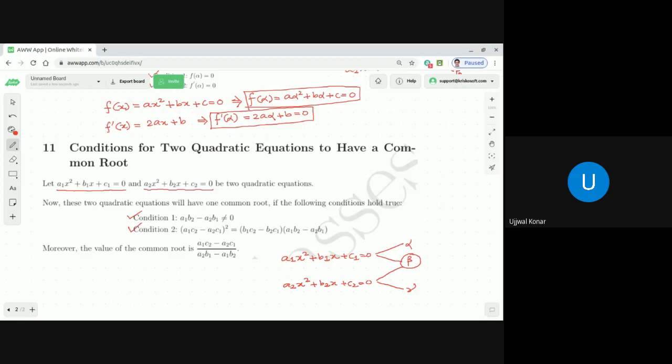Now, what is that common root? Means what is that beta? The common root is (a1c2 − a2c1) divided by (a2b1 − a1b2). So, if you see, dear students, here all the things we are finding with the coefficients and the constant terms. What are the coefficients? a1, b1, a2, b2 and constant terms c1 and c2. With these only we found the conditions required for two quadratic equations to have a common root.